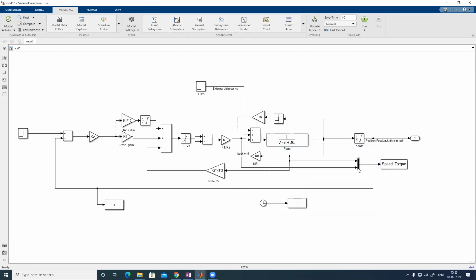This is mux only, what you have done last week also. This mux, this is a To Workspace option. For a nonlinear system, the input amplitude matters.